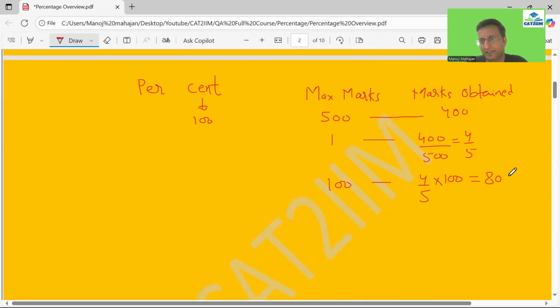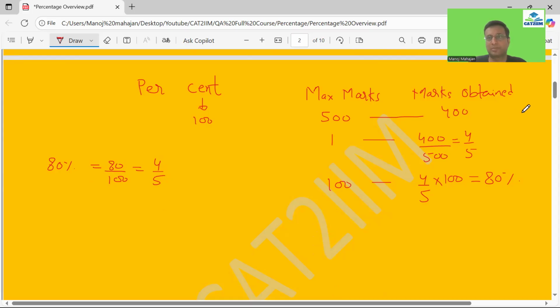So we got 80%. So just remember the first thing here: any number, if you want to convert into a percentage, multiply with 100. And if you want to convert a percentage figure like 80% back to a number, we divide by 100 by removing the percentage sign. So we get 4 upon 5. So these are the two basics you should remember.